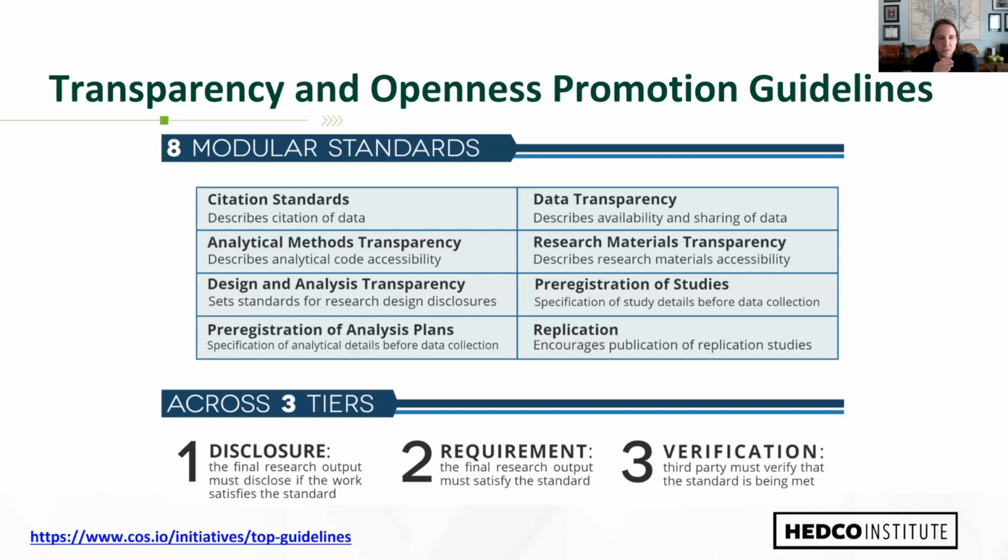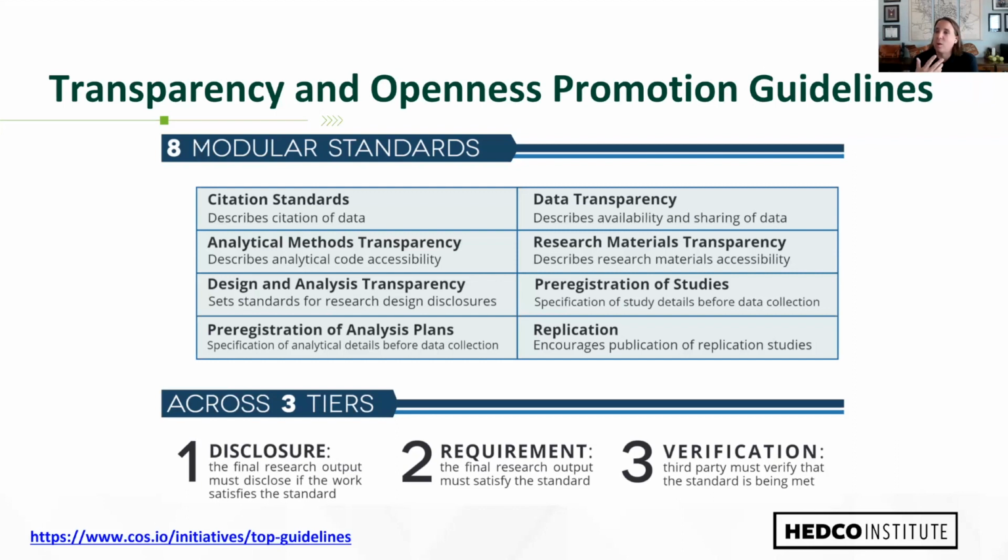And then in addition to there being these standards, there are different levels at which a journal can implement those standards, again, of increasing stringency. And so while this isn't exactly how the standards fall out or the tiers fall out for each standard, as sort of a mnemonic, level 1 implementation of a standard according to TOP would be requiring folks to disclose whether or not, for example, they have shared their data.